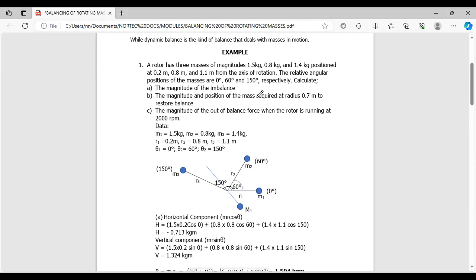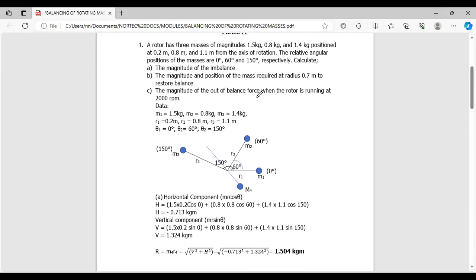Now, the question is asking us to find the magnitude of the imbalance, as well as the position and the mass required at 0.7 meters, meaning at a radius of 0.7 meters. How much mass should we put there, and at what angle should we put this mass? Later on, we should also calculate the out of balance force, given that this rotor is running at 2,000 revolutions per minute.